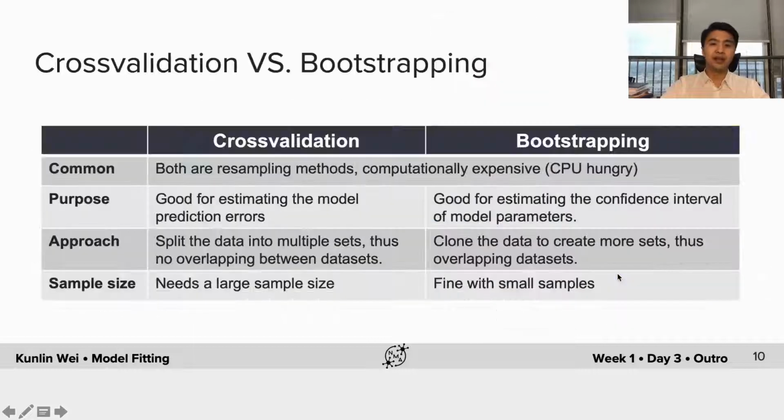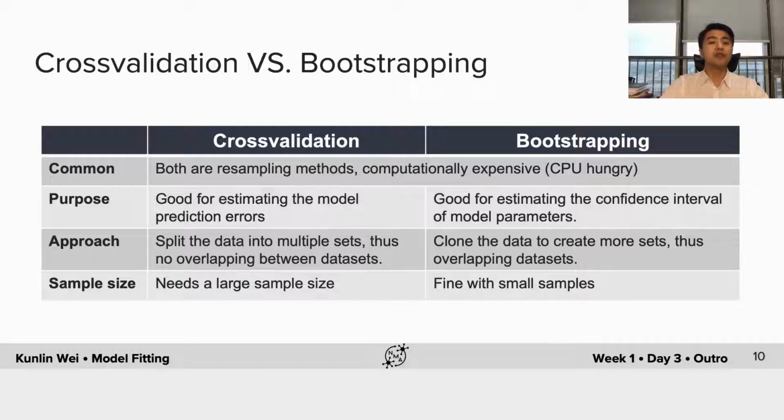So this is bootstrapping. If we compare cross-validation and bootstrapping side by side, we immediately realize that both are resampling methods. They just resample the original dataset, iteration by iteration. So that's why they're both computationally expensive. But they have different purposes. Cross-validation is very good for estimating model prediction error. That is, it gives you a performance measure of your model, so you can compare between models and do model selection. But bootstrapping is trying to estimate the confidence interval of your model parameters. This is very different. And because they have different purposes, they use different approaches.